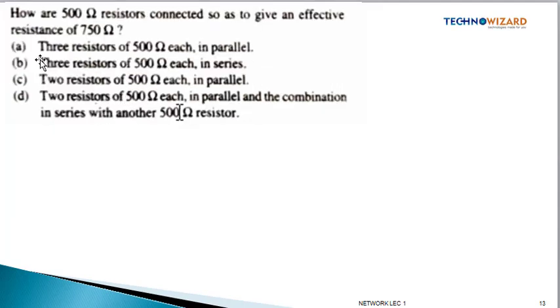Next question is, how are 500 ohm resistors connected so as to give an effective resistance of 750 ohm? Okay, so the first option is 3 resistors of 500 ohm each in parallel. If all the resistances are in parallel, then R equivalent will be equal to R by N. So each resistance value is 500 ohm and 3 branches are there, so that will not be equal to 750, right? So this option is wrong.